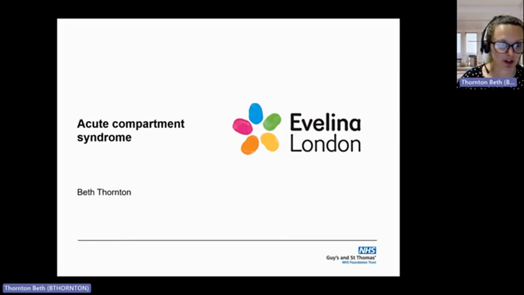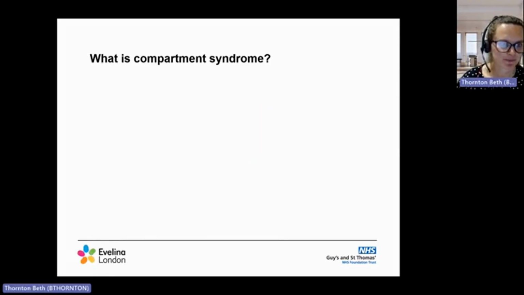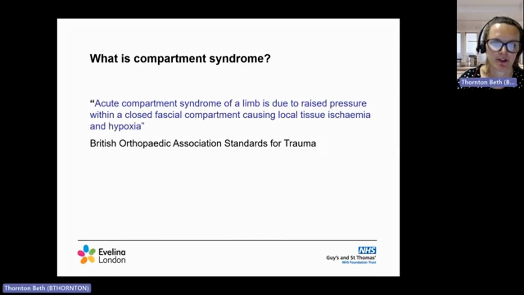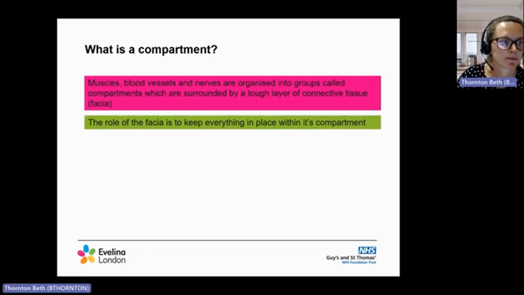So what is acute compartment syndrome? Acute compartment syndrome of a limb is due to raised pressure within a closed fascial compartment causing local tissue ischemia and hypoxia. And that's from the British Orthopaedic Association. Quite a lot of big words there. So we'll go through in kind of layman's terms what that means.